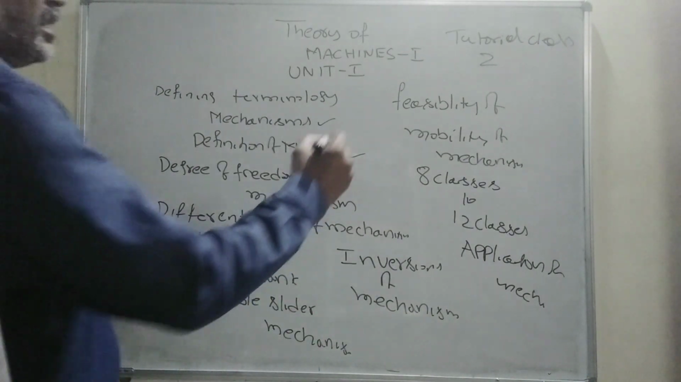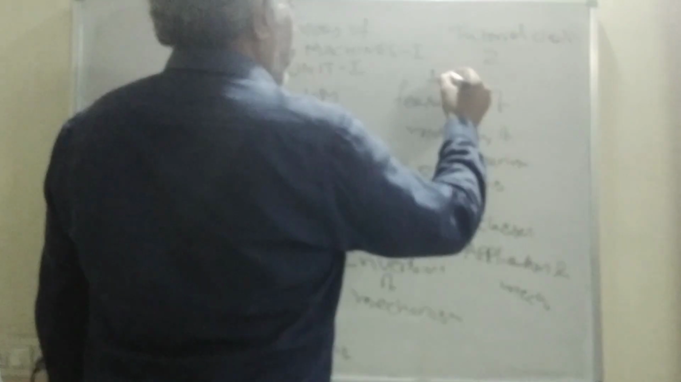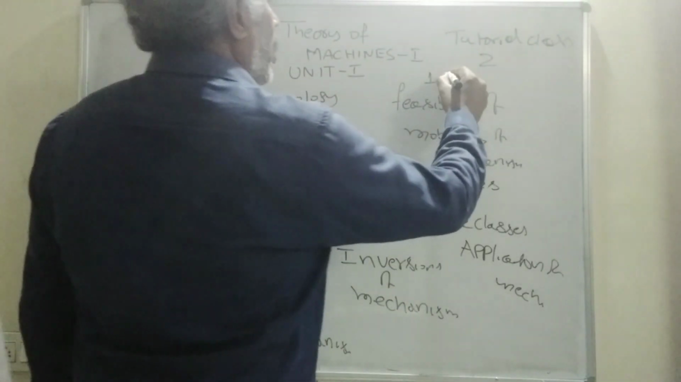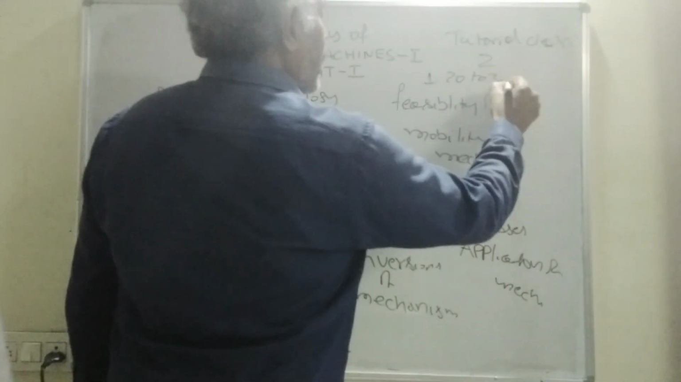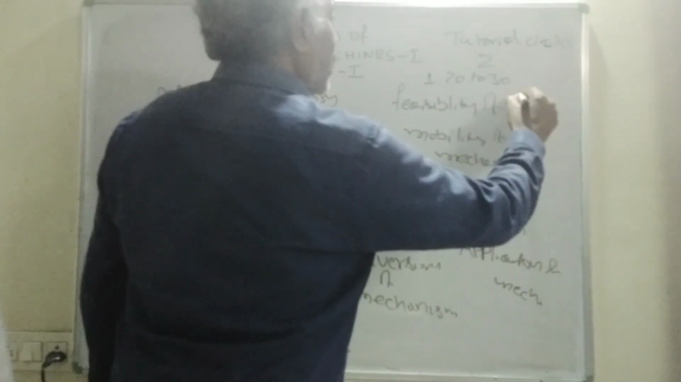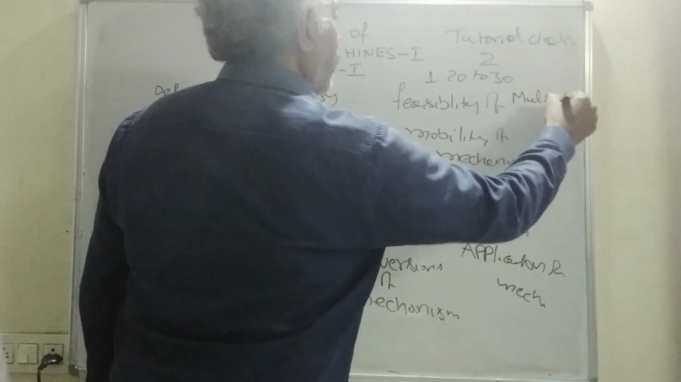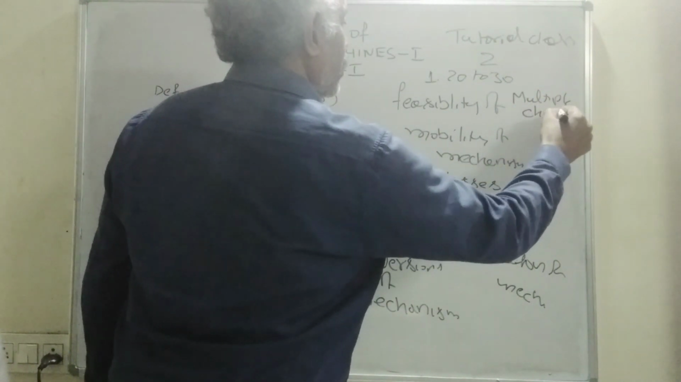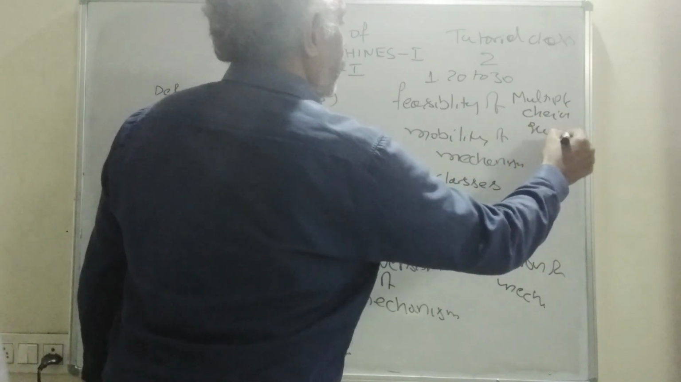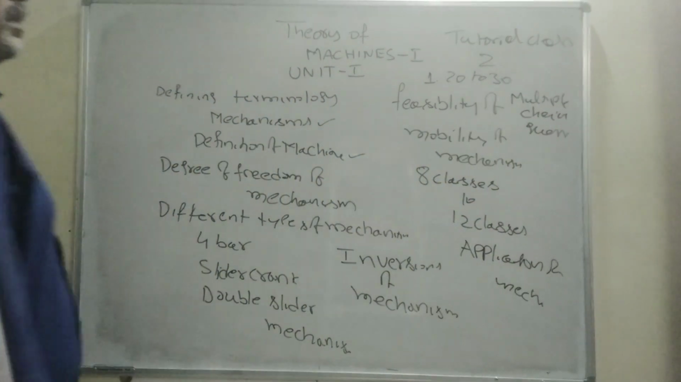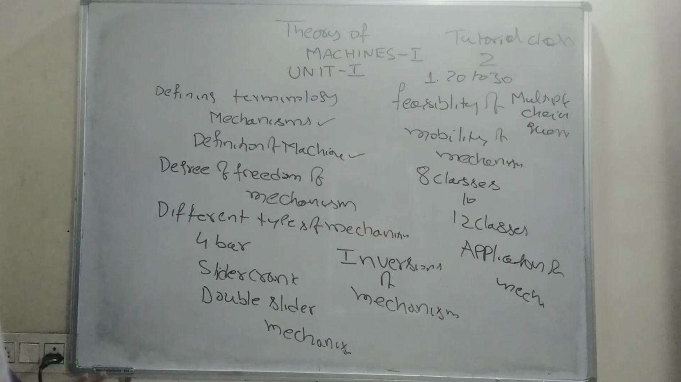And in one class, we can discuss nearly 20 to 30 multiple choice questions. So this is about Theory of Machines 1, Unit number 1.